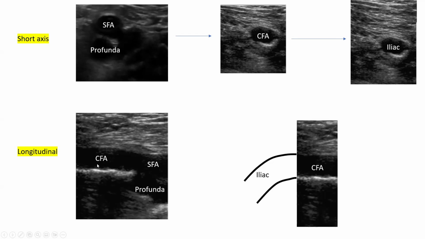So this is on longitudinal ultrasound. You see common femoral splitting into SFA anteriorly and profunda posteriorly. If you keep scanning upward, you'll see the artery make a sharp turn and dip into the pelvis, and this is where you become iliac. So you need to stick before that deep turn.